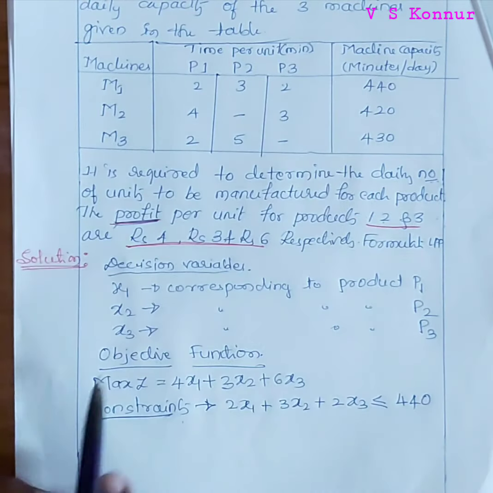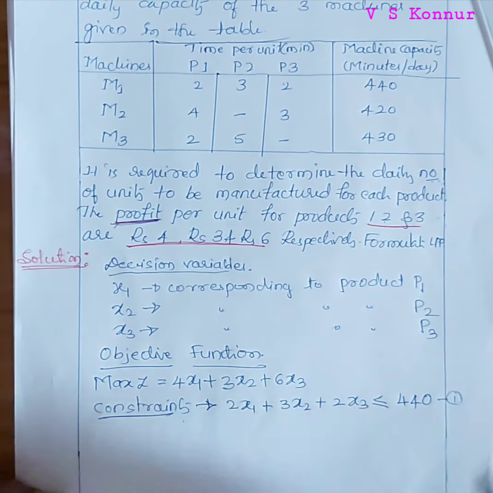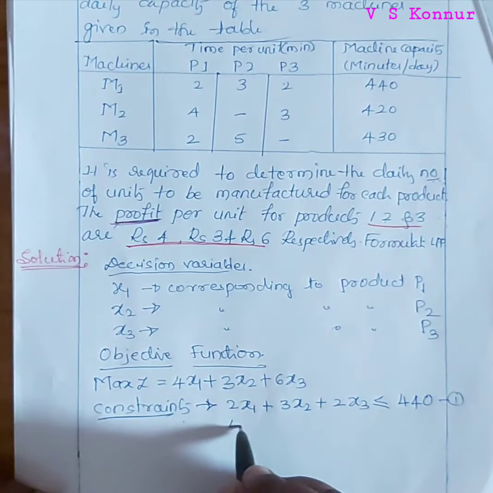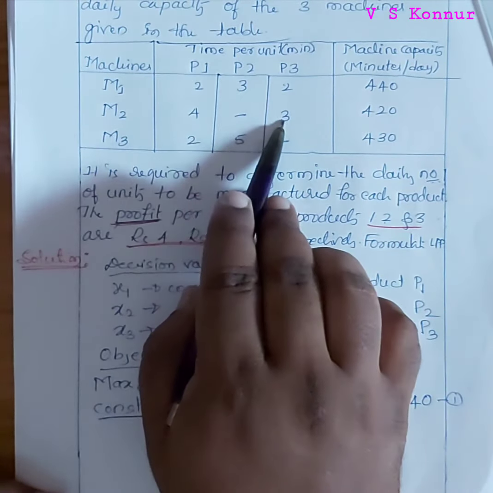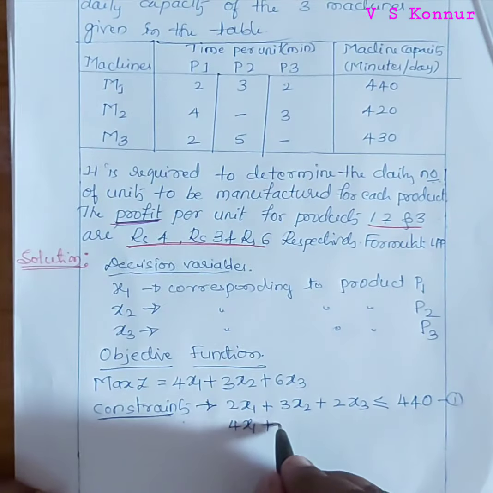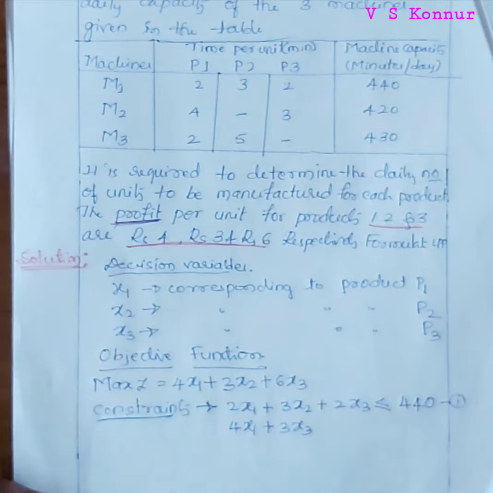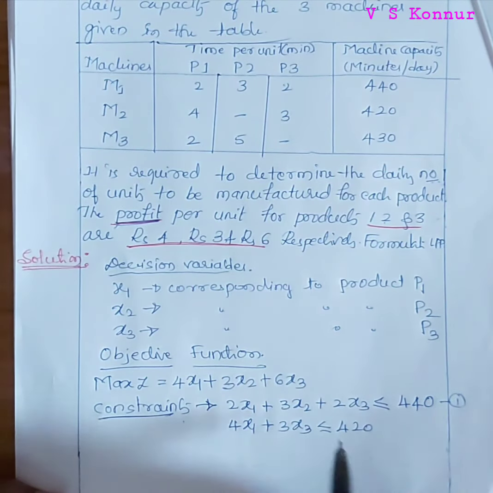Why less than or equal to? It is a max of z. If it is minimization of z, then it is greater than or equal to. This is the first constraint. Second constraint, 4x1 plus, there is no x2, leave it, 3x3: 4x1 plus 3x3 less than or equal to 420.